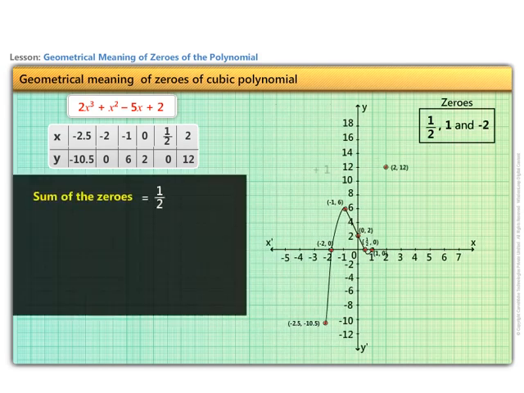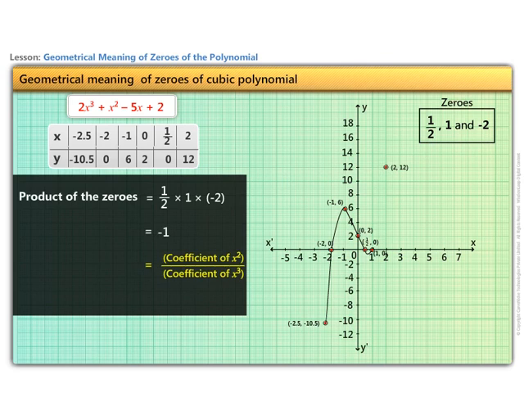Taking the sum of zeros, we get the sum of zeros is equal to minus 1 by 2, which is nothing but the ratio of negative coefficient of x squared to the coefficient of x cubed. Similarly, the product of zeros is equal to minus 1, which is expressed as the ratio of negative of constant term to the coefficient of x cubed.